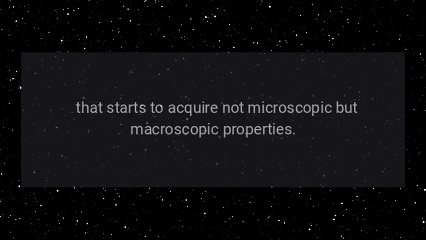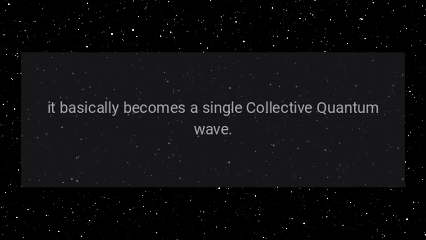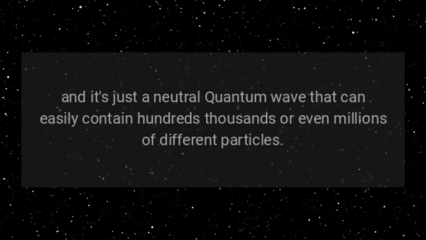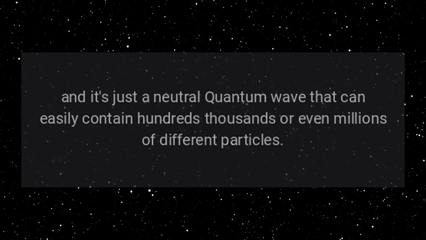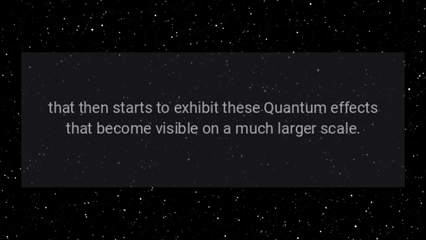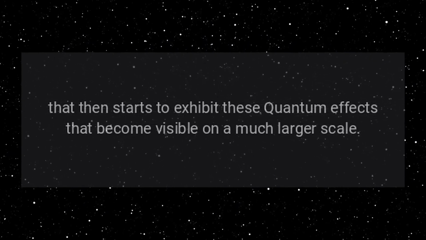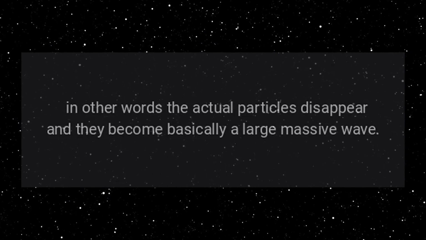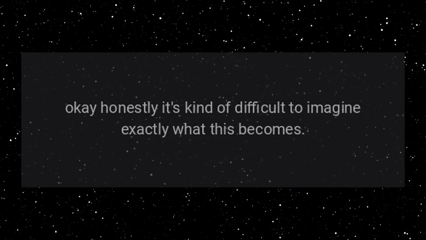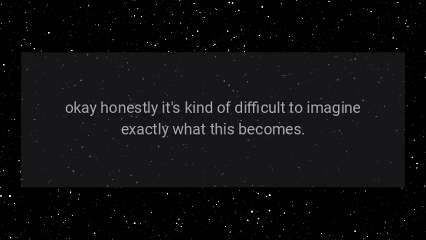That starts to acquire not microscopic but macroscopic properties. It basically becomes a single collective quantum wave. And it's just a neutral quantum wave that can easily contain hundreds, thousands, or even millions of different particles. That then starts to exhibit these quantum effects that become visible on a much larger scale. In other words, the actual particles disappear and they become basically a large, massive wave. Okay, honestly, it's kind of difficult to imagine exactly what this becomes.